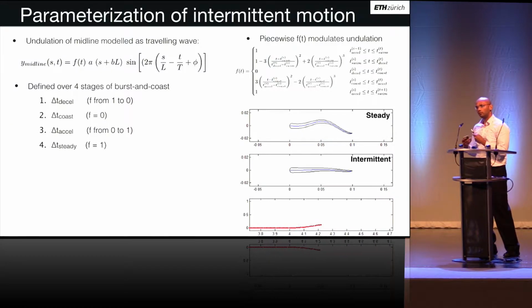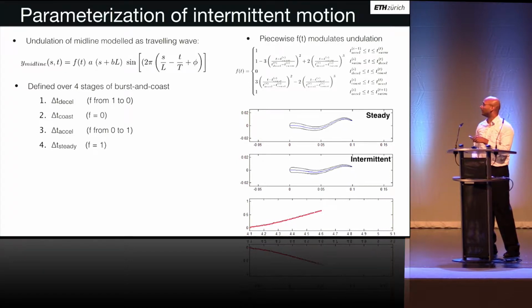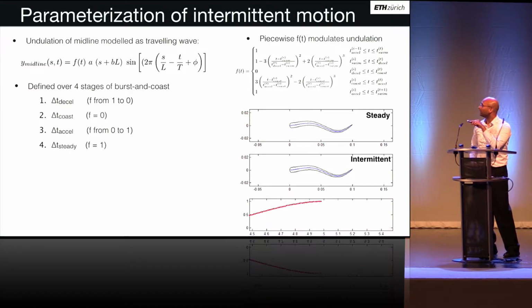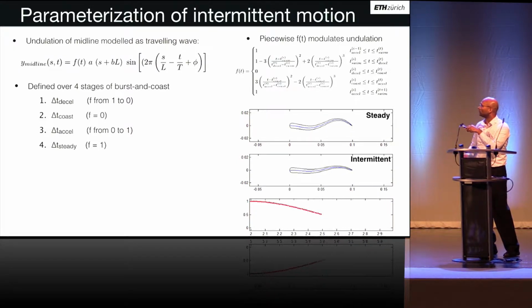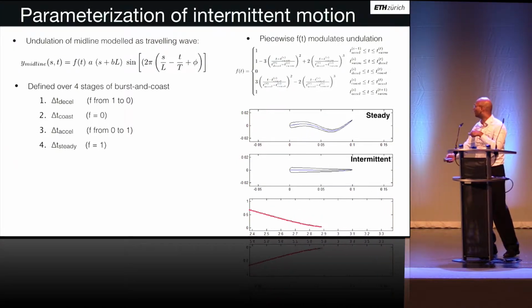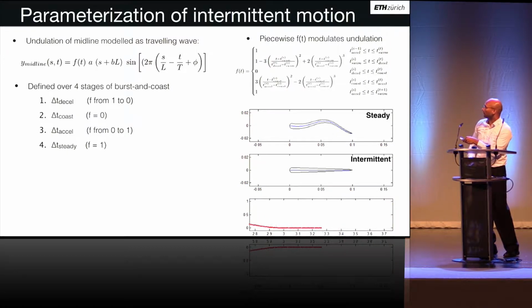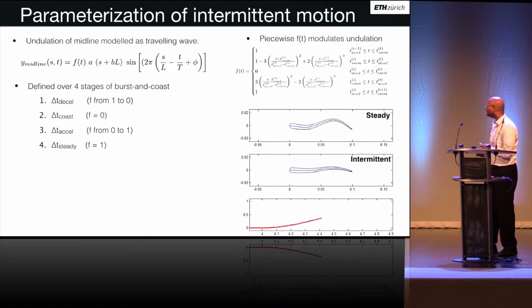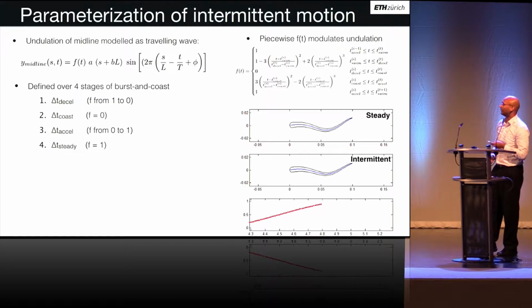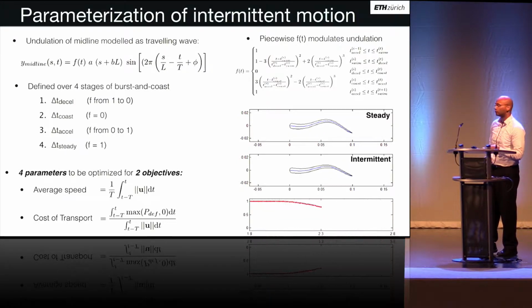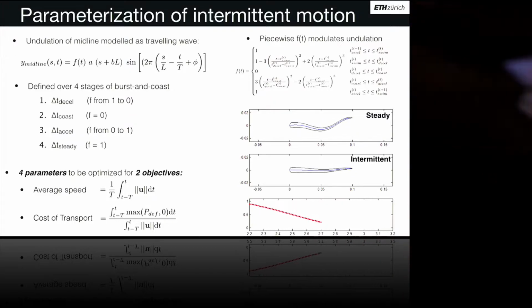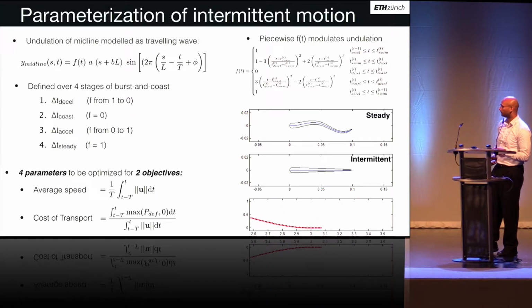And this sort of modulation gives us 4 parameters that we can play with. There's time taken to decelerate from 1 to 0. And delta t cost is how much time you spend at 0 amplitude. Then you accelerate back from 0 to 1, and then you have the option to spend some time swimming steadily. So there's our 4 parameters that we can optimize with. And again, if you remember, we are after 2 objectives: high average speed and low cost of transport.